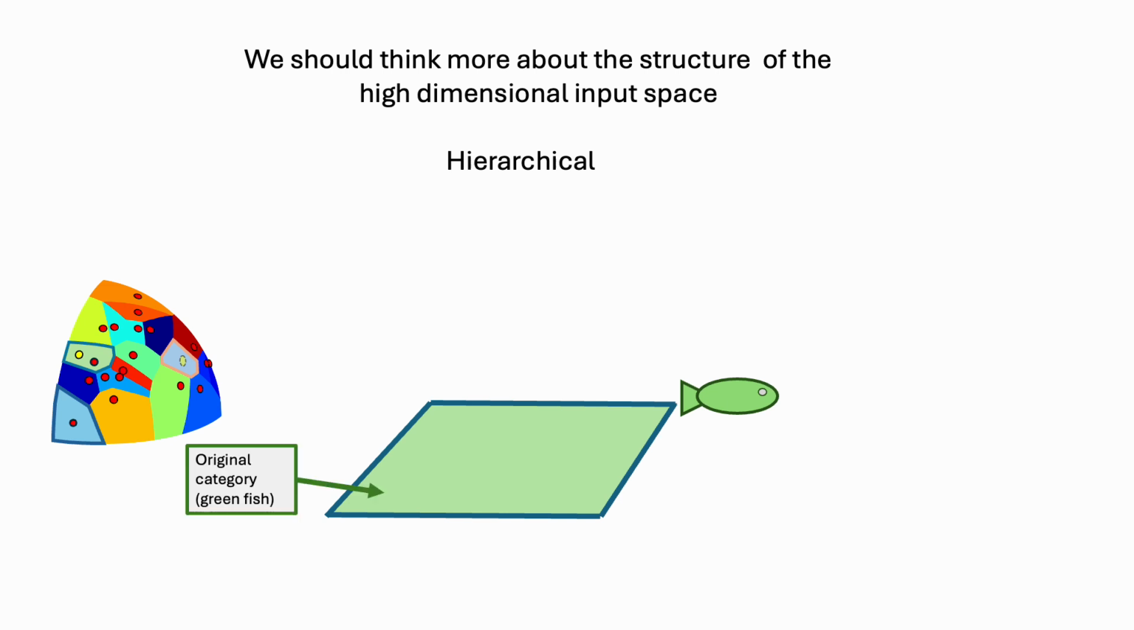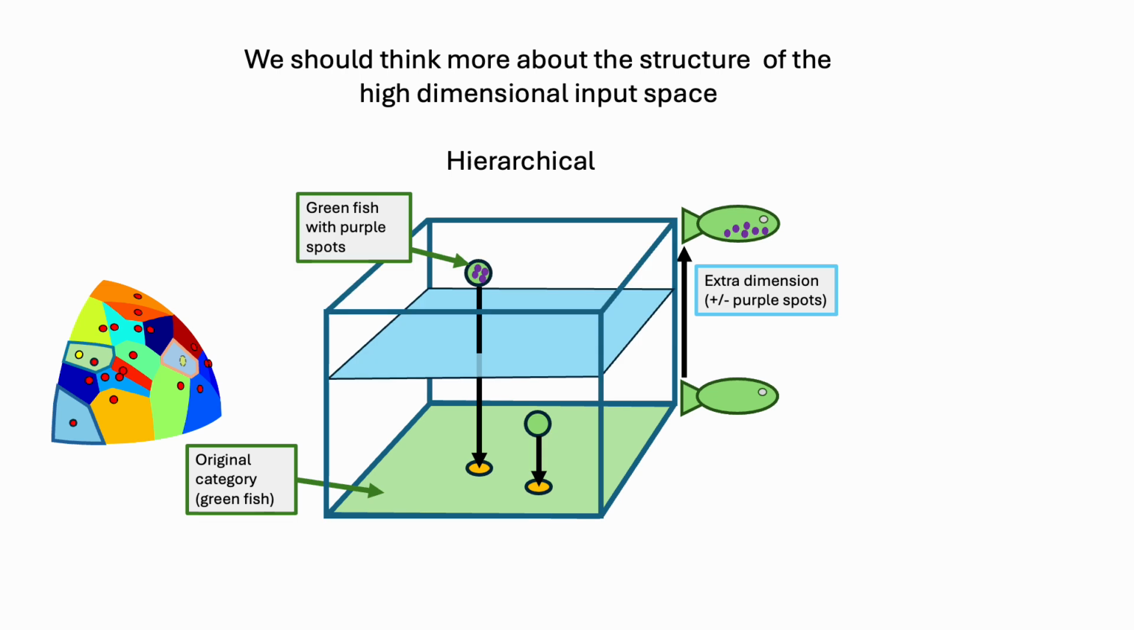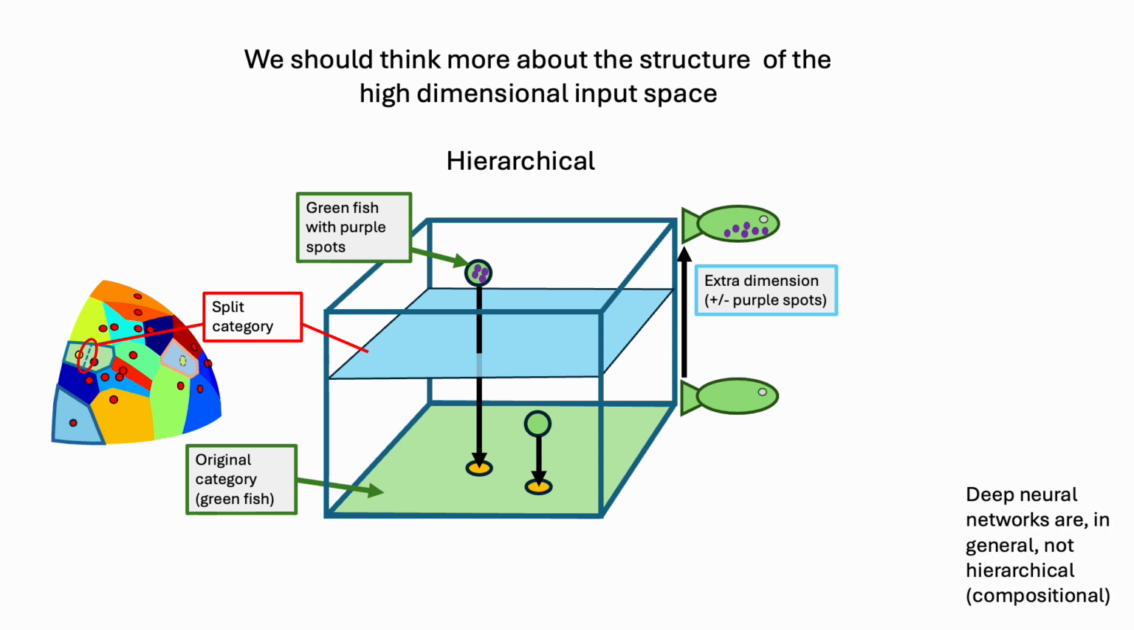Imagine that later on, it turns out that green fish with purple spots are poisonous. It then becomes imperative that the predator can distinguish green fish from green fish with purple spots. It needs to add an extra dimension and divide that in two, and have one region which is green fish with purple spots, another region which is green fish without purple spots, and have different actions in those two cases. Deep neural nets are really not very good in general at doing this. They're not compositional.